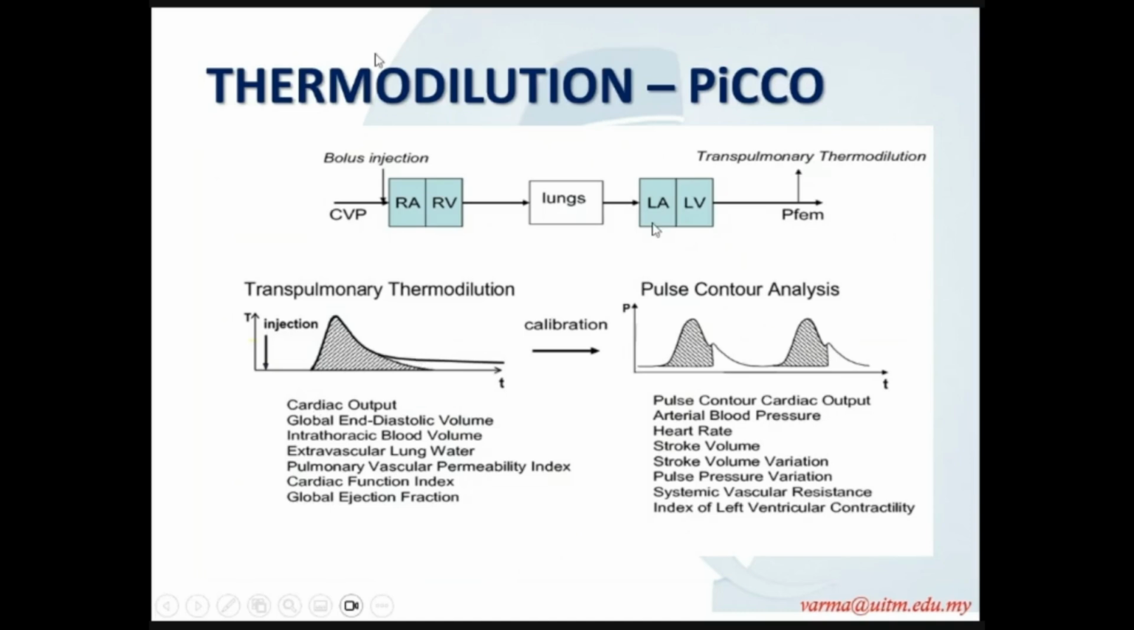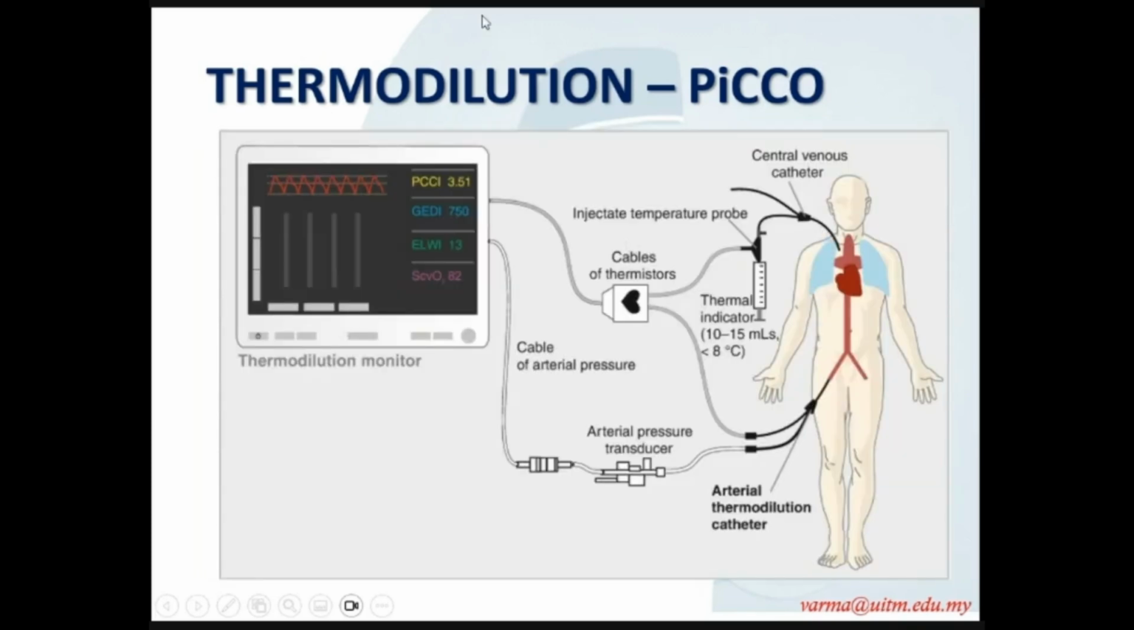The method is the same, the technique is the same. Just the method differs: one uses the PA catheter and it measures the temperature change in the pulmonary artery. In PICO, it measures the temperature change in the femoral artery. That's all. So you see, look at it here, this is PICO.